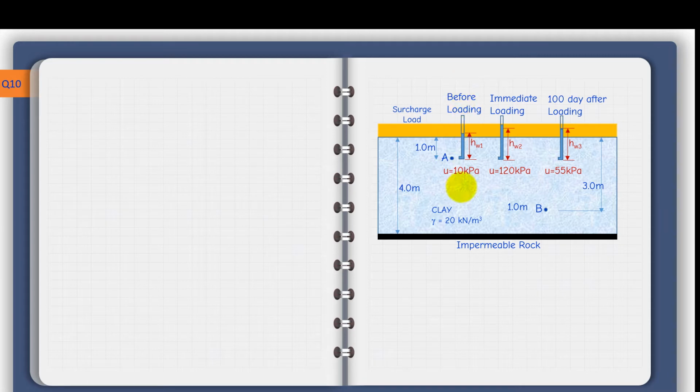So in the beginning, before applying any load, the pressure here gave something equivalent to 10 kPa. Immediately after loading of this surcharge load, this yellow area, the reading jumped to 120 kPa. But after 100 days, it receded again to 55 kPa at this particular point. So let us see how we can work out the degree of consolidation from this data at point A.